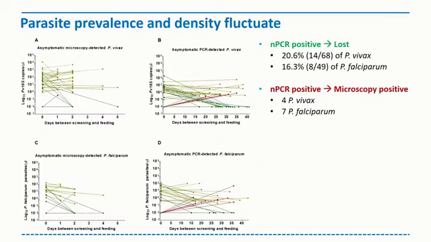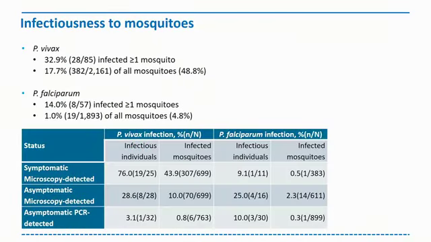And of PCR positive infections during screening, 4 were found to progress into microscopy detectability, and 7 falciparum infections became microscopy detectable. And some of these infections were found to infect mosquitoes. And this is the infectivity data of all P. vivax infections fed to mosquitoes. 33% of them were found infecting at least one mosquito, with an average of 18% of mosquitoes being infected, and the infectious individuals infected 49% of the mosquitoes fed.